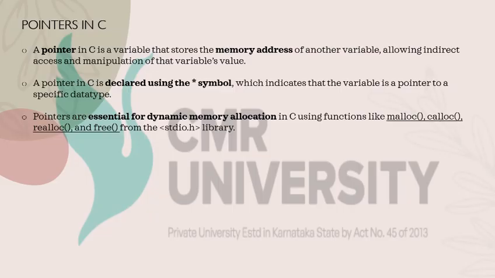Pointers in C. A pointer in C is a variable that stores the memory address of another variable, allowing indirect access and manipulation of the variable's value. A pointer in C is declared by using the asterisk, which is a star, which indicates the variable is a pointer to a specified data type. Pointers are essential for dynamic allocation in C using functions like malloc, calloc, realloc, and free from the stdlib.h library.